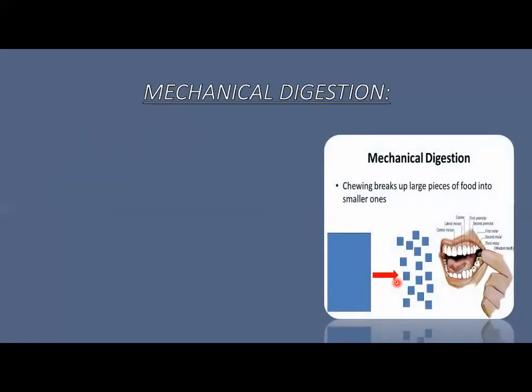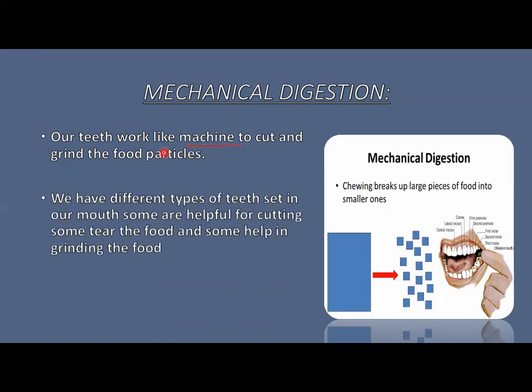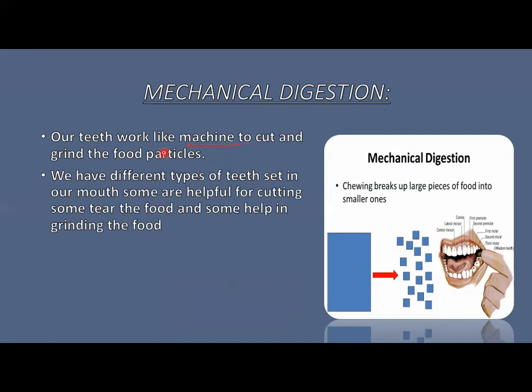As you can see from the sixth picture, it basically involves the chewing process. How? Our teeth work like a machine. These strong teeth work like a machine to cut and grind the food particles. So this type of digestion is called mechanical digestion, and no enzymes are involved in it.